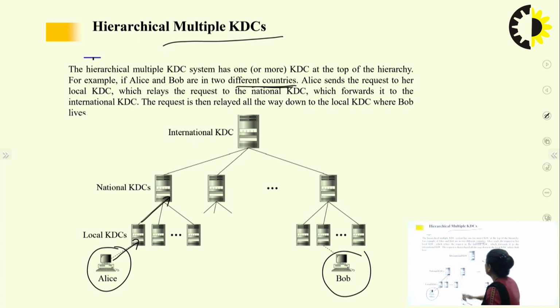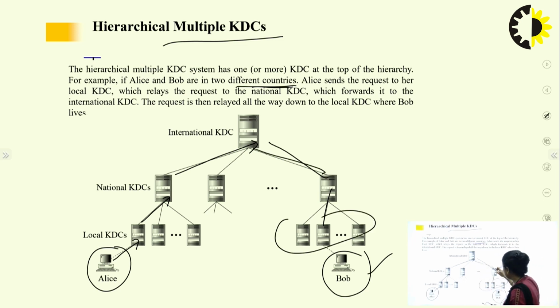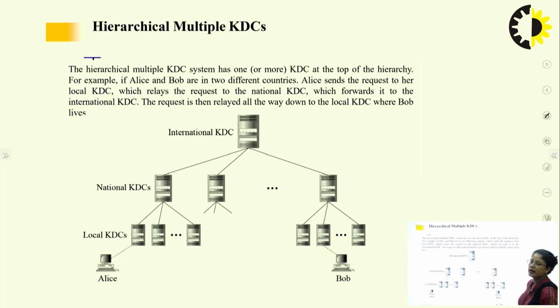The local KDC will pass on that request to the national KDC, which will be forwarded to the international KDC, and this will be forwarded to the national KDC of the receiver, let us say Bob, which will be forwarded to the local KDC of Bob, and finally things will proceed in this way. So this is what happens when we are going for a huge network involving a number of KDCs, and how to handle the KDCs: we can either go for a flat structure or a hierarchical structure.